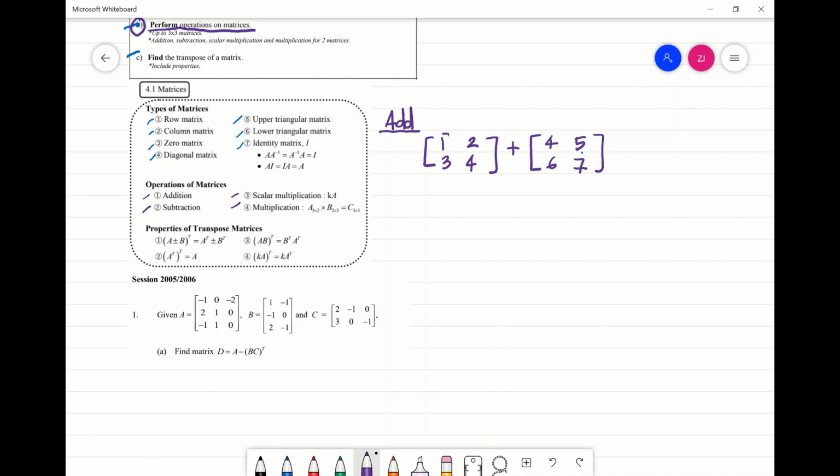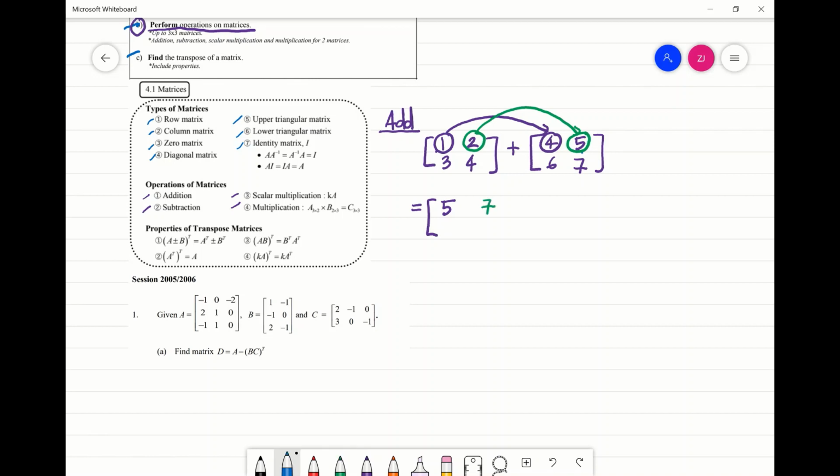We just add the entries, the same entries. For example, this is the element in the first row, first column, so we add it to the element in the first row and first column of the second matrix. So we will have the answer 5. Next, we have this element in the first row and second column, so we add it to the element in the first row and second column of the second matrix, so we will have 7 here.